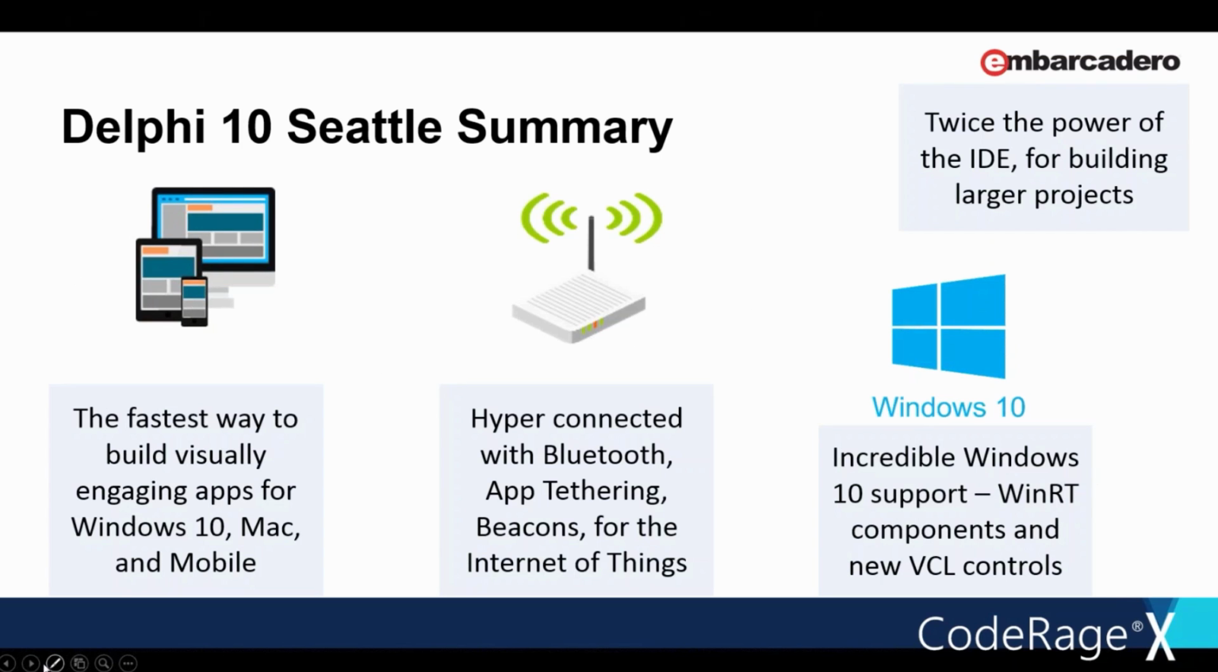And with this, just a final slide on the summary of where Delphi 10 Seattle is: the fastest way to build visually engaging applications for Windows 10, specifically Windows 10, but also, of course, Mac and mobile, hyper-connected with Bluetooth, Bluetooth LE, App Tethering, beacons, and ready for Internet of Things, the incredible Windows 10 support, and twice the power in the IDE, and 10 times the stability in the IDE for building larger projects.